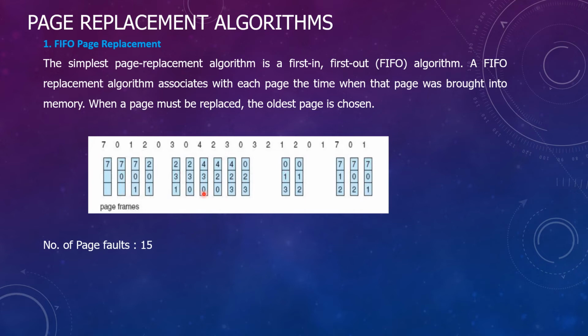Page number 2 is not there in the memory and all the frames are filled up. So you have to choose a page for replacement, and we find that 3 is the oldest page. So we replace 3 with 2.